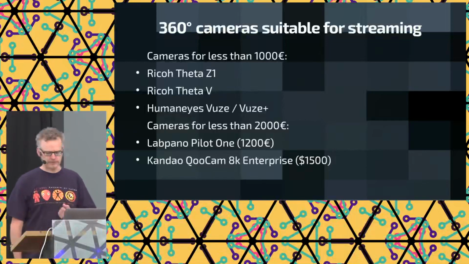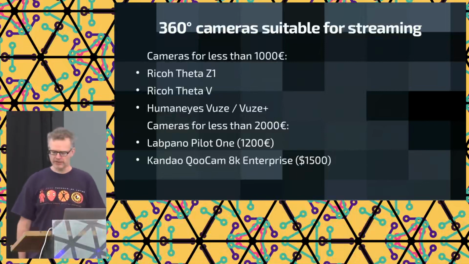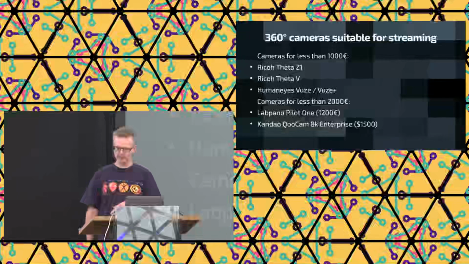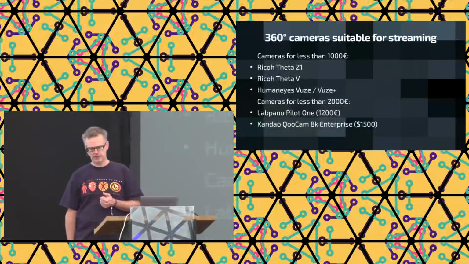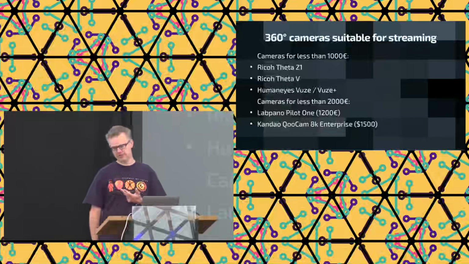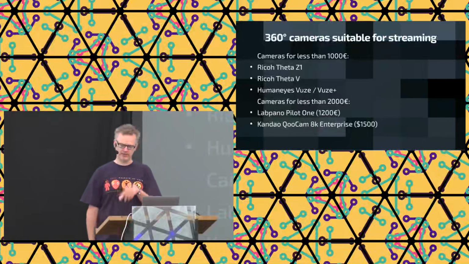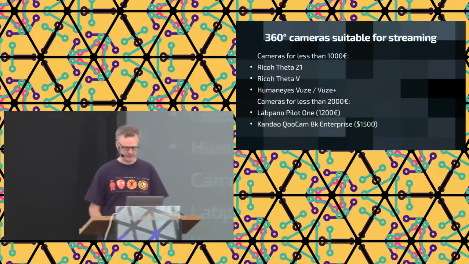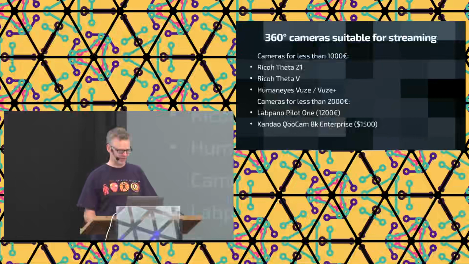So there are 3 that I'm aware of, or 4 if you count the Vuze and the Vuze Plus, that cost less than 1,000 euros and can do it. The Vuze can also do 3D. And then if you go to 2,000 euros, those two cameras, the LabPano and the QCam, can also do 8K streaming, which obviously requires a lot of bandwidth.